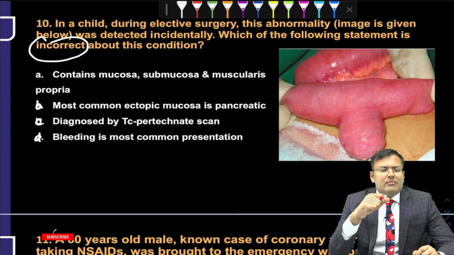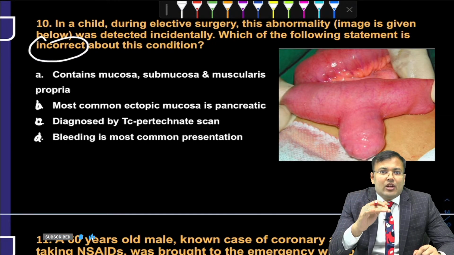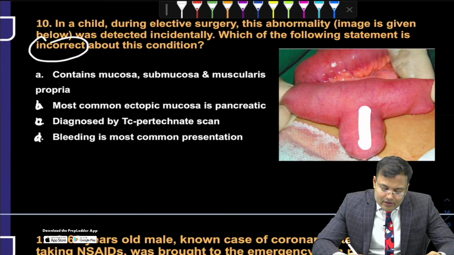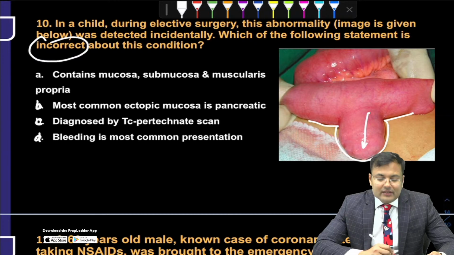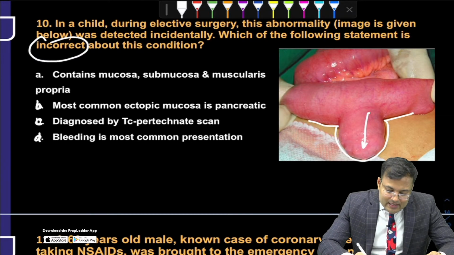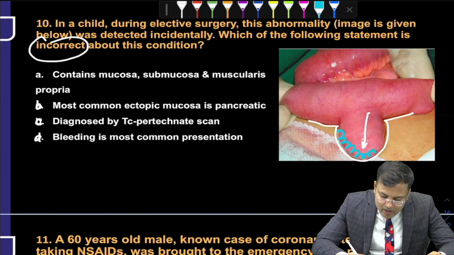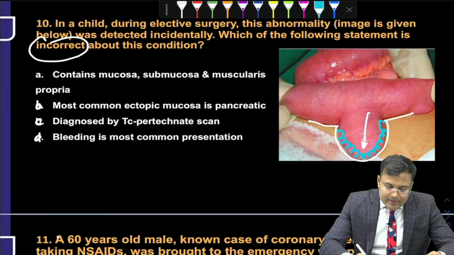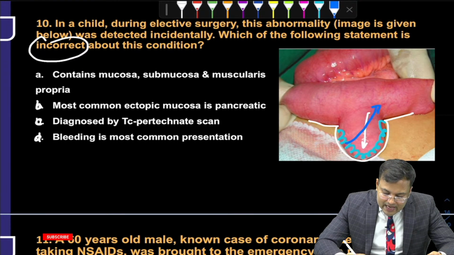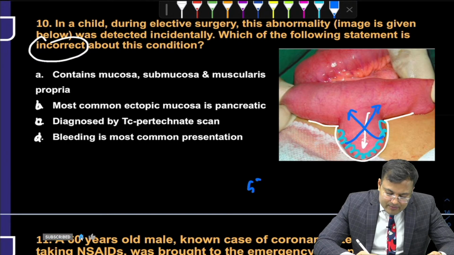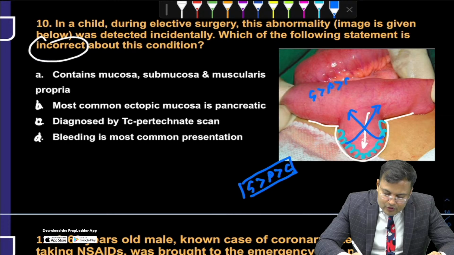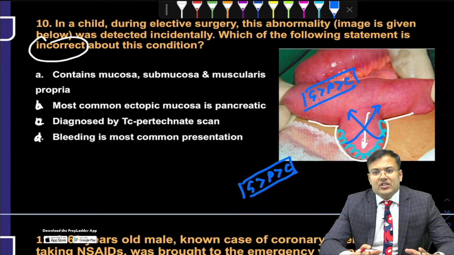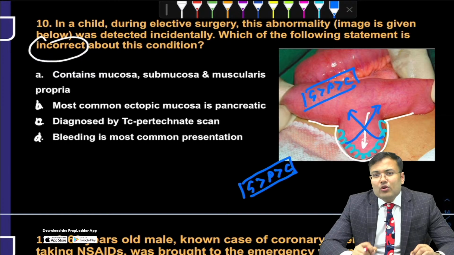Tell me, Meckel's diverticulum is congenital or acquired? Congenital. It's true or false? True. It's single or multiple? Single. And it contains all the three layers, located along the anti-mesenteric border. You know that in Meckel's diverticulum there is presence of ectopic gastric mucosa. This ectopic gastric mucosa is going to secrete acid. Apart from gastric mucosa, there is pancreatic, after that, colonic mucosa. So the most common ectopic mucosa is gastric, followed by pancreatic, followed by colonic.